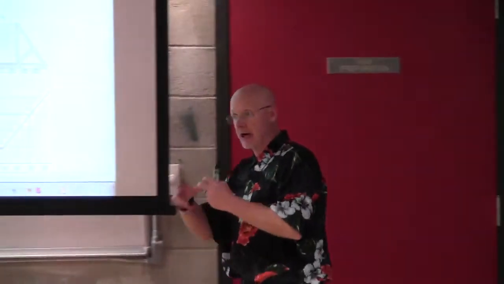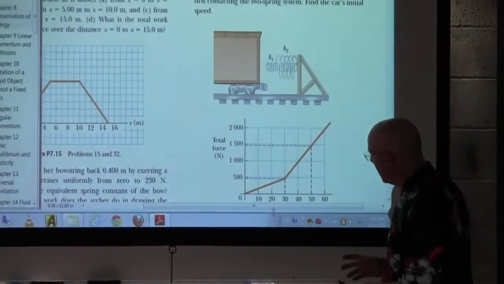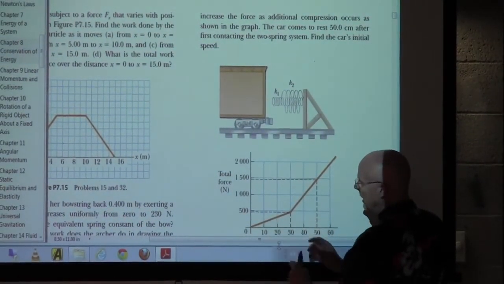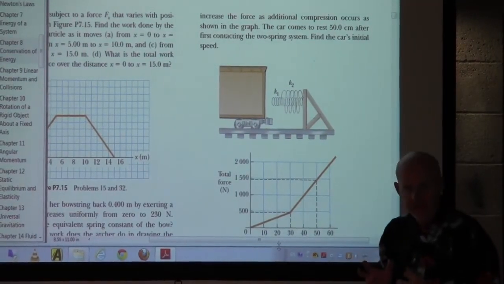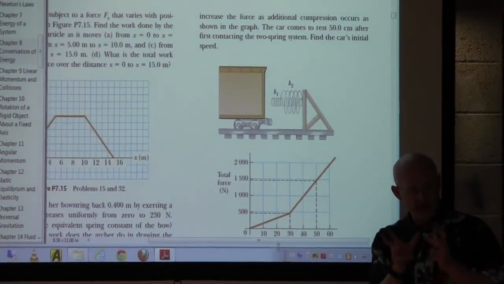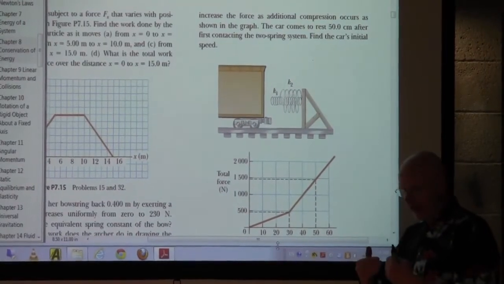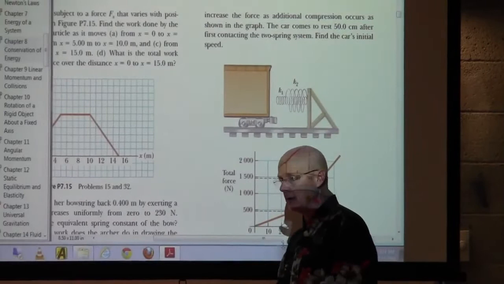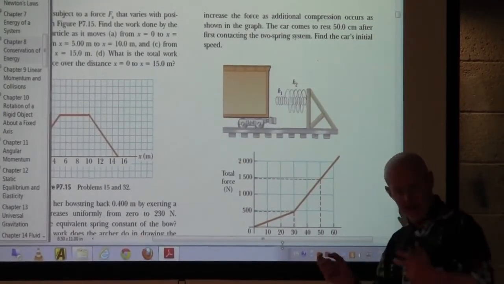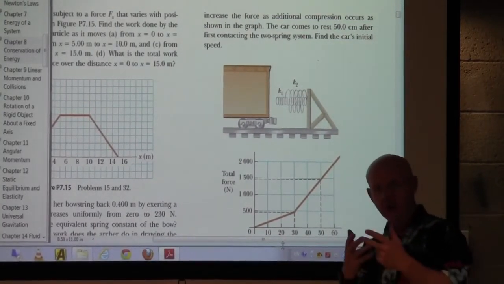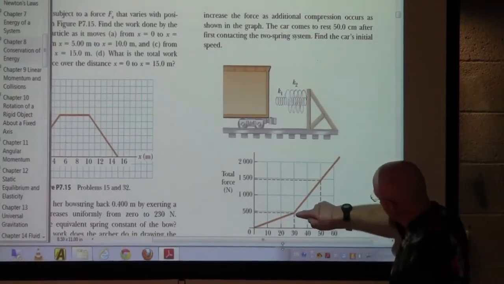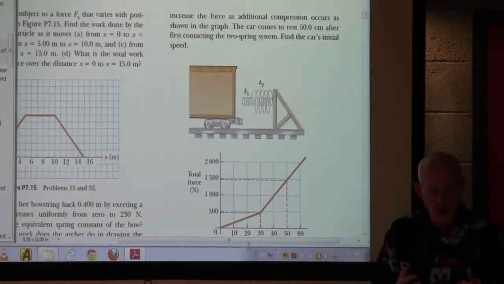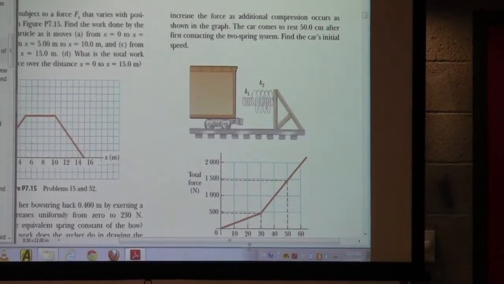And so the author is trying to help you out here, understanding that the first 30 centimeters of compression is just that first spring, that is spring constant 1600. But after that, then you're compressing both springs. The one with the higher spring constant and the first one, which has already been compressed quite a bit. And so it's saying now your force is a much larger increase for every meter you compress it.